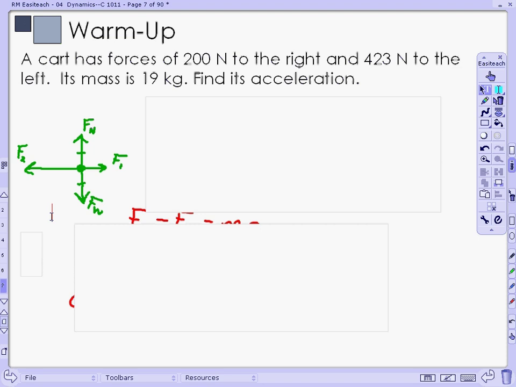No one told you that there's a normal force and a weight, but you're supposed to know that because the assumption is that this cart is on a surface, right? If you're not told otherwise, then the assumption is the cart is on a surface.